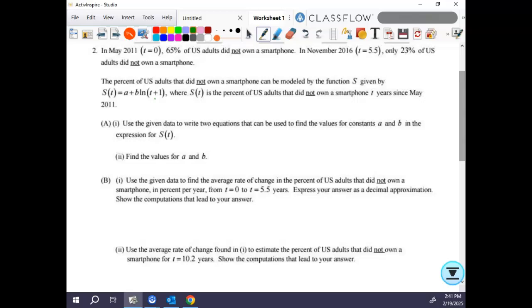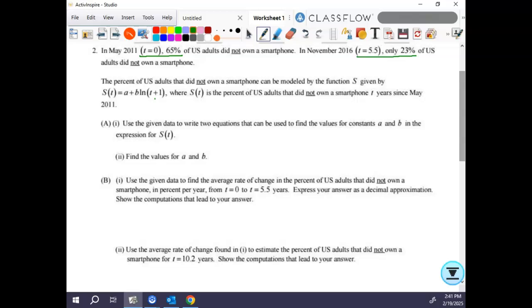So one of the things we did talk about quickly today in class to make sure everybody could just go ahead and get this started because it was a big question was this percentage thing. So let's read through this. It says in May 2011, t equals 0, 65% of US adults did not own a smartphone. In November 2016, t equals 5.5, only 23% of US adults did not own a smartphone. Now, traditionally, and probably every time you've ever dealt with percentages, you have changed them to decimals such as 0.65 or 0.23. So if I needed 65% of something, I'm going to multiply it by 0.65.